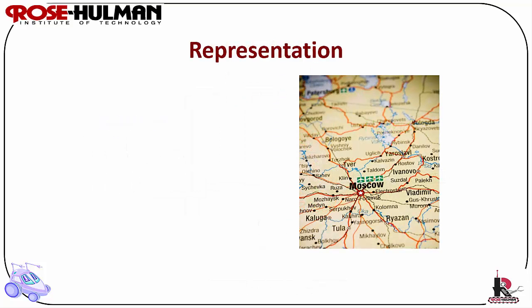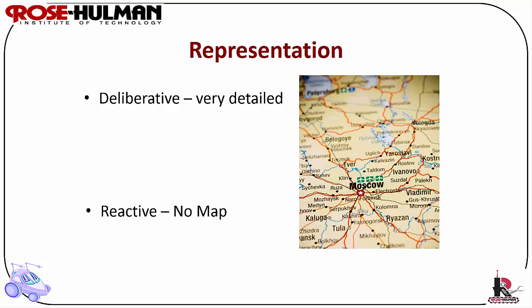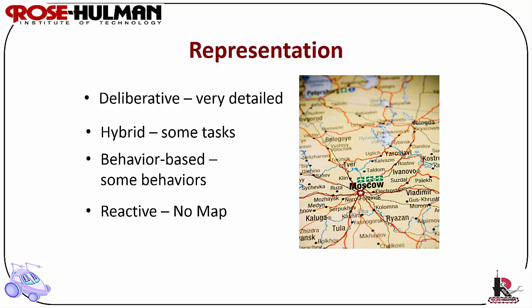Representation. The level of detail in the world model, including the map, belief, self, task, or whether it has one at all, is called representation. Deliberative control has a very detailed representation. Reactive control has no world model, no map, or representation. Hybrid control has a representation for only some tasks. And in behavior-based control, it depends on the behavior.